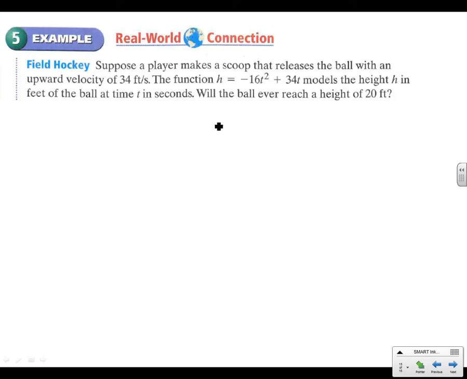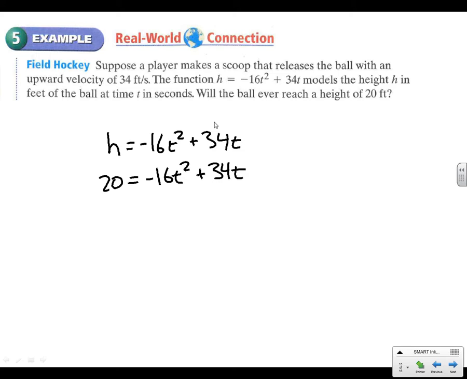We've got a function, h equals negative 16t squared plus 34t, and that's going to model the height of a field hockey ball. Will the ball ever reach a height of 20 feet? That's our question. So we're going to put 20 in for height, and the other side stays the same. We're going to figure out if we're ever going to have a time where the height is 20. So let's solve for t. Move the 20 over.